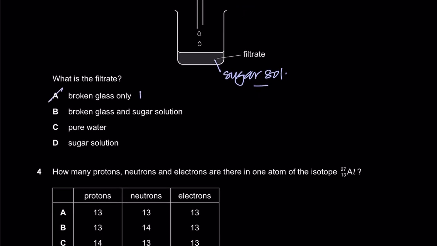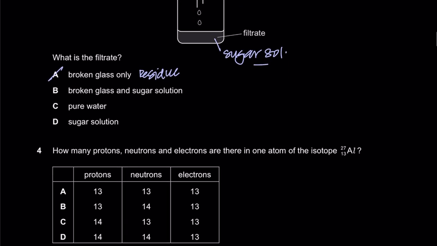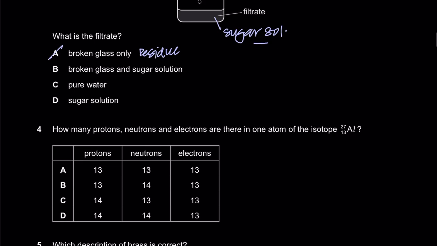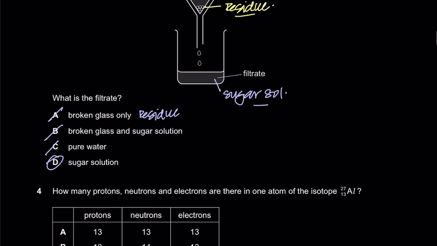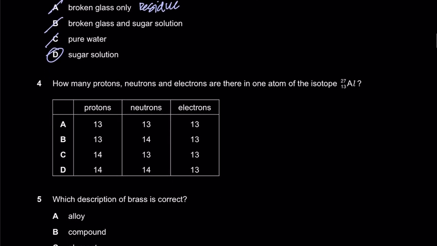No, broken glass is the residue. Broken glass and sugar solution? No, the filtrate cannot be the broken glass because broken glass is the residue. It has been trapped here. You remember the filter paper traps these solid particles, which are insoluble, obviously. So B is wrong. C says pure water and D says sugar solution. Obviously, it's D. It's not C because it's a sugar solution, as sugar has dissolved in water, so it has resulted in a solution. What is a solution? When a solute dissolves in a solvent, this mixture is basically called a solution.